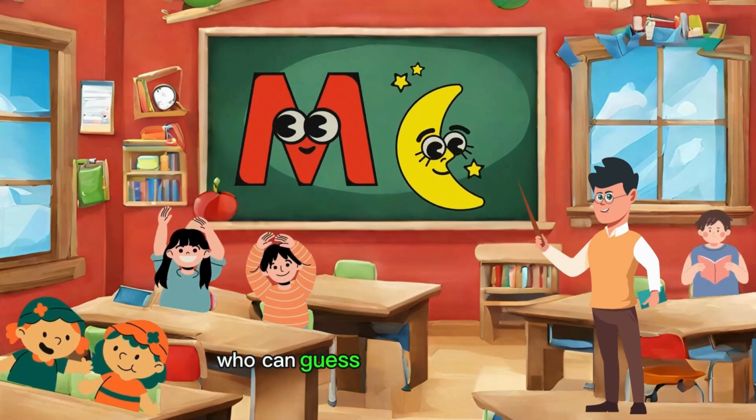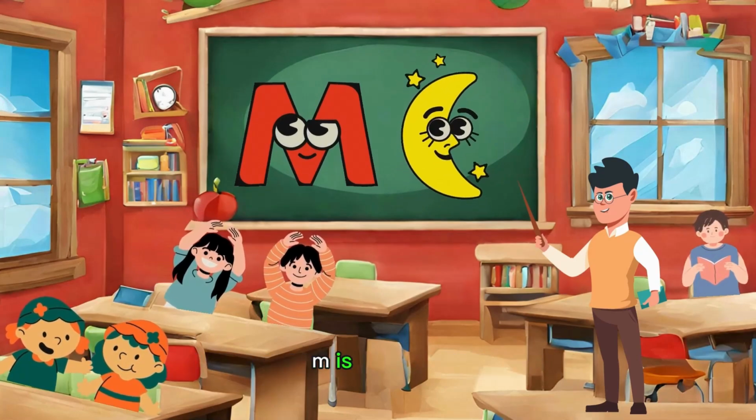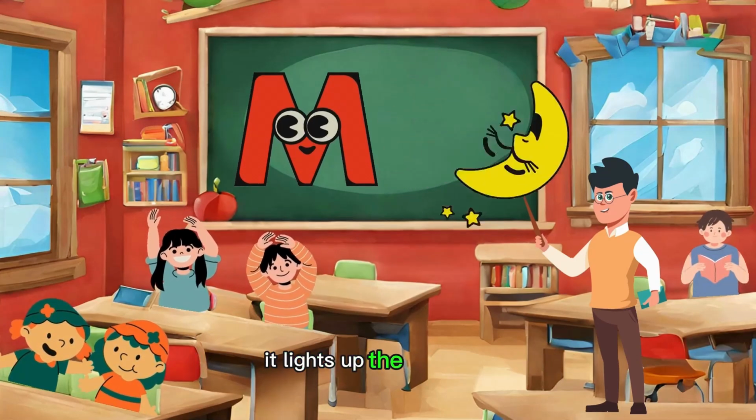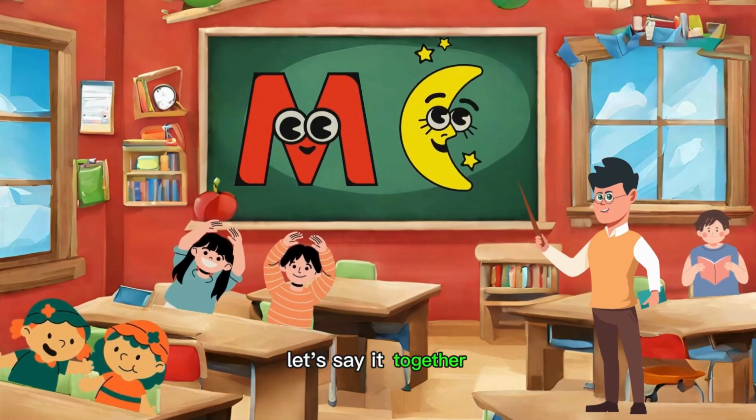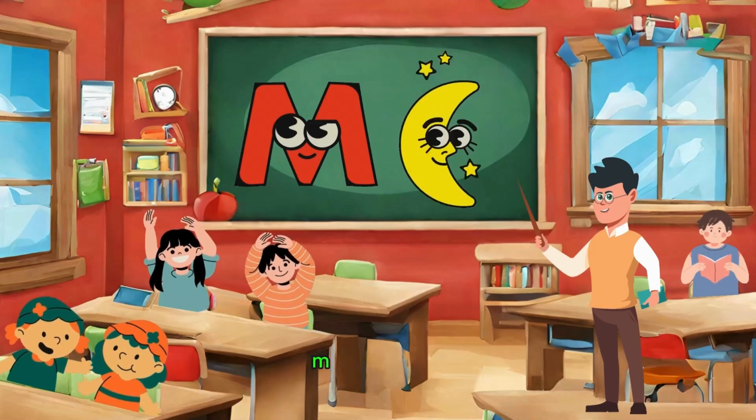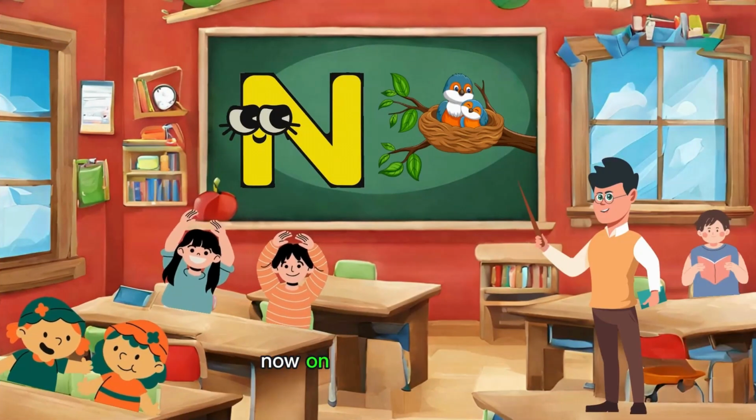Who can guess what M represents? M is for moon. It lights up the night sky and guides us through darkness. Let's say it together. M is for moon. Now, on to our next letter.